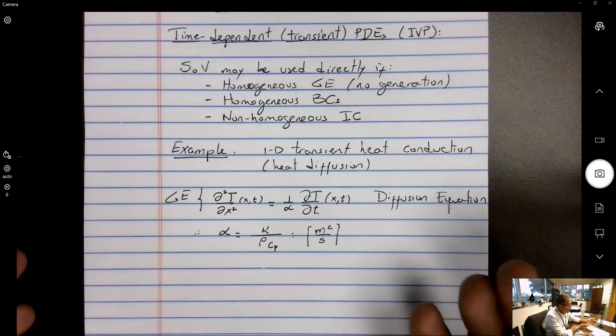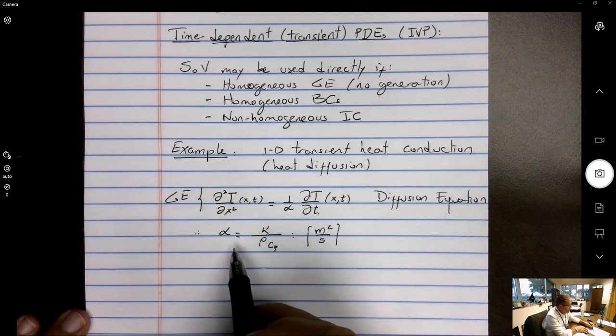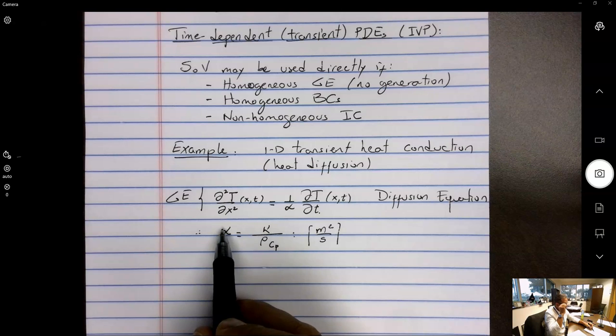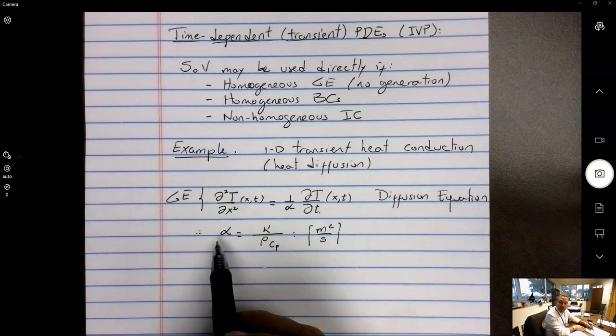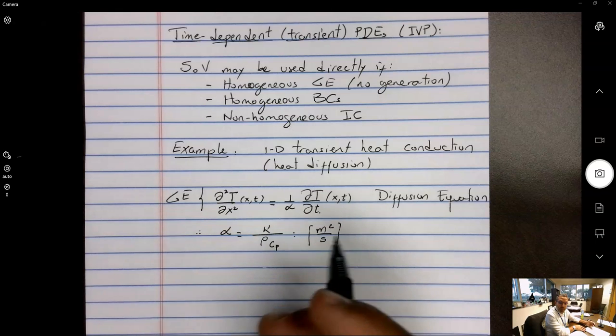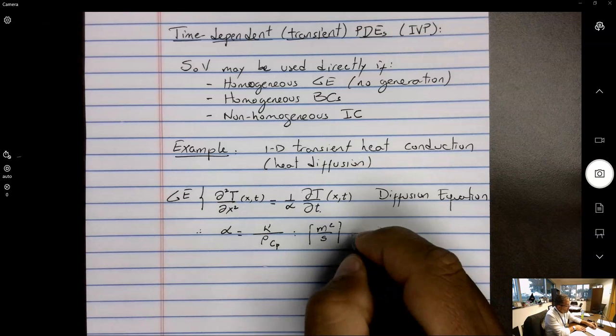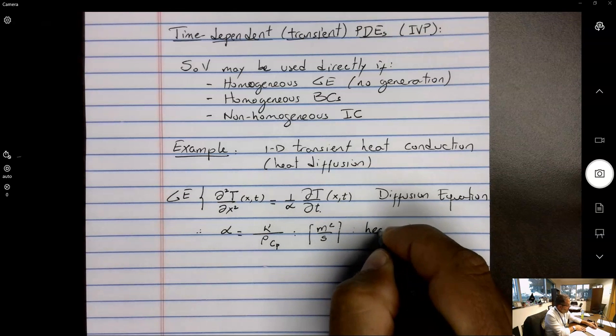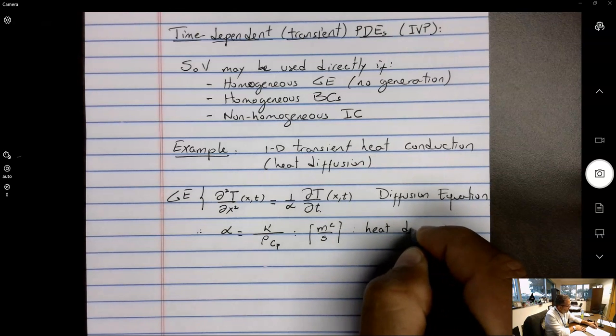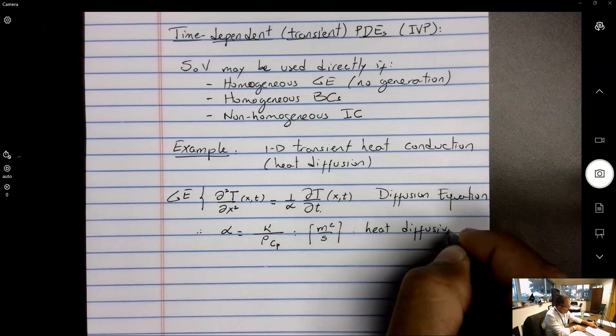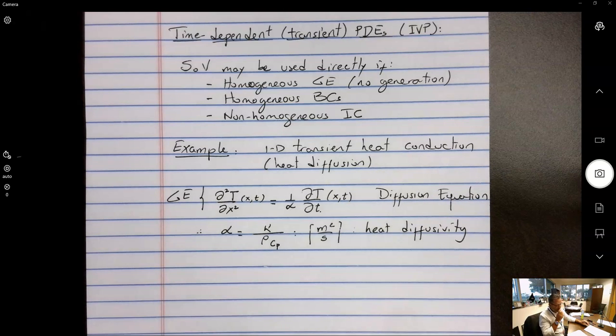In the case of momentum diffusivity, for example, the diffusion of momentum, the momentum diffusivity is called nu, which is also called the kinematic viscosity, which is viscosity divided by density, and it has units meters squared per second. So it always applies this way. In this case, it's called the heat diffusivity, but the equation doesn't change if it is something else.